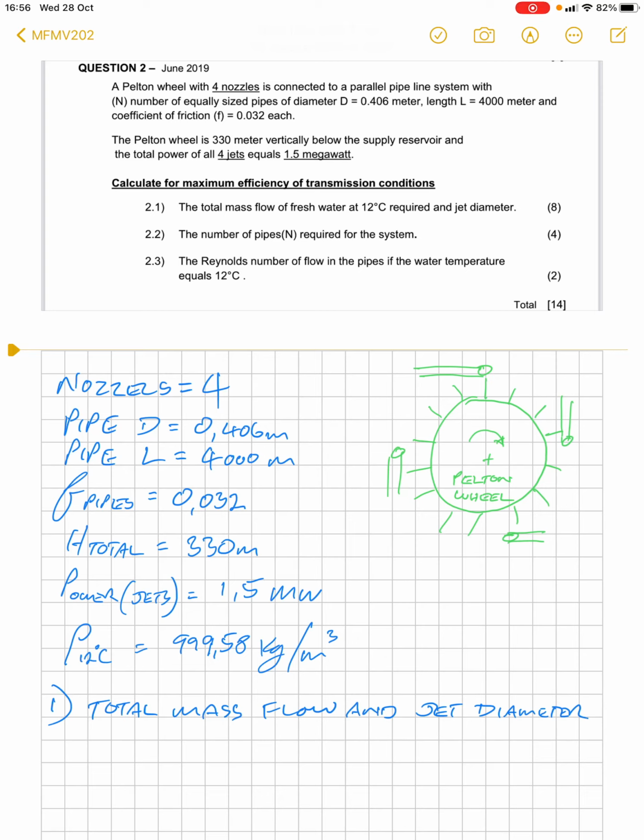The Pelton wheel is 330 meters vertically below the supply reservoir. Total power of all 4 jets equals 1.5 megawatts. Calculate for maximum efficiency of transmission conditions: 2.1. The total mass flow of fresh water at 12 degrees C required and the jet diameter.